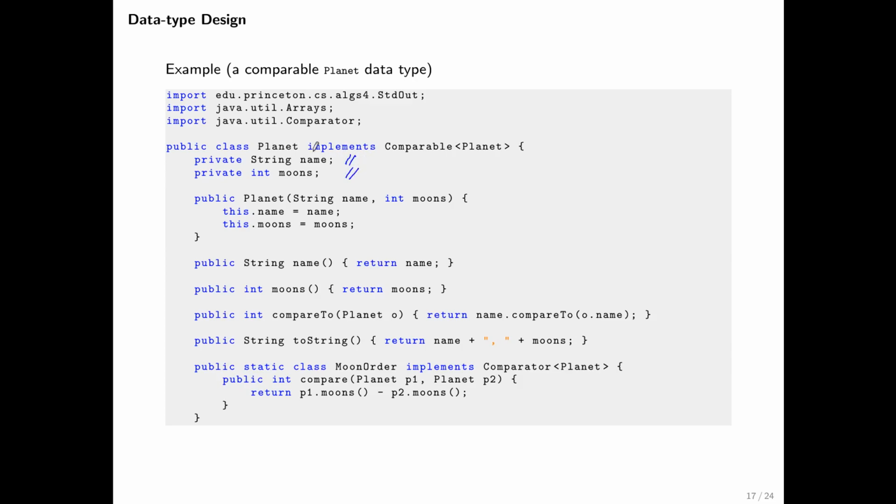All right, and our Planet data type is going to be comparable, so it's going to implement the Comparable interface. So this is Java syntax that says that two planets are comparable. We do that by saying Planet implements the Comparable interface, and this is the interface that I talked about in the previous slide.